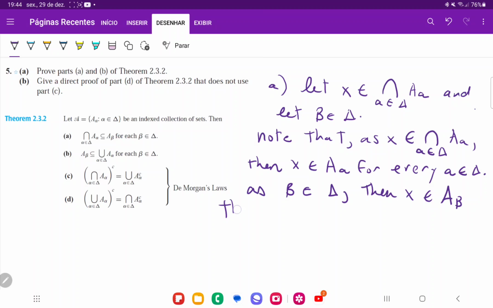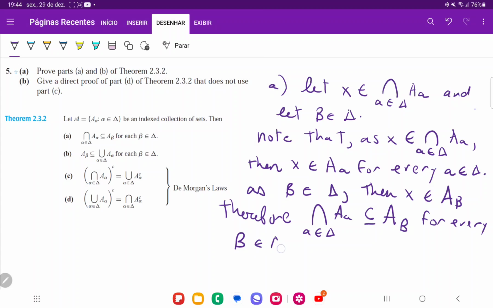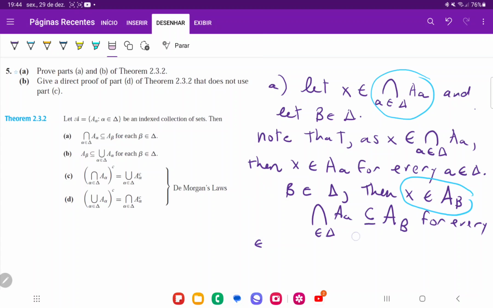So therefore, we have shown that the intersection is a subset of A sub beta for every beta belonging to delta, because we took some element that was here and then we showed that that element must have been there as well. So that's it for item A. Now let's do item B.